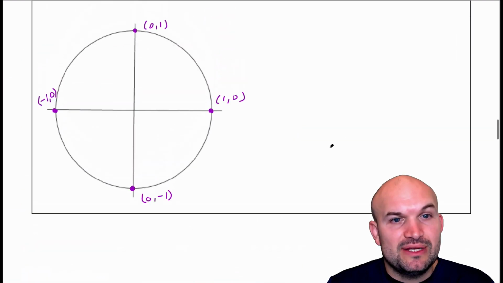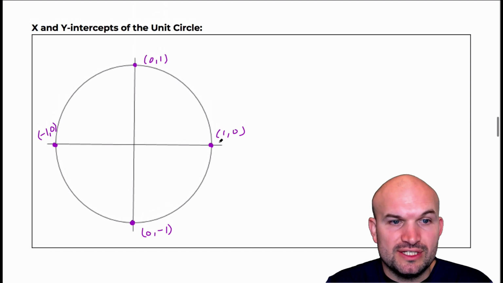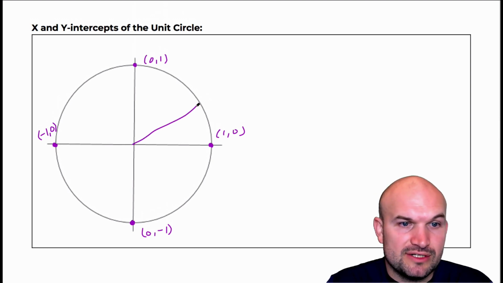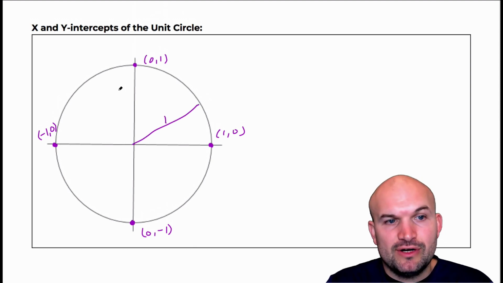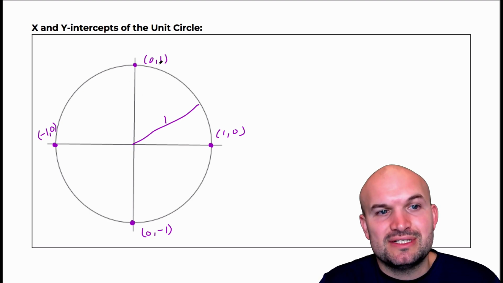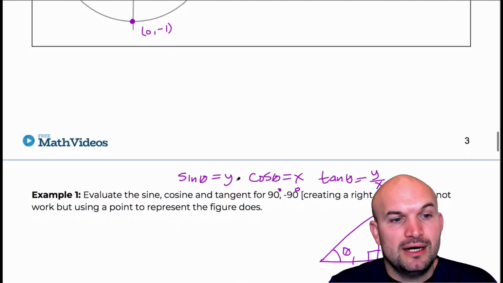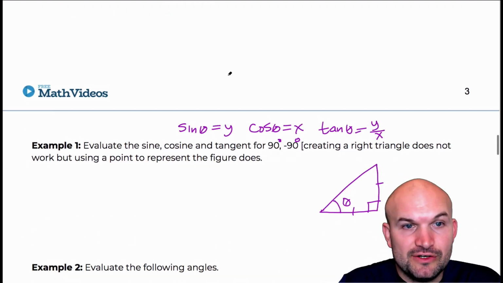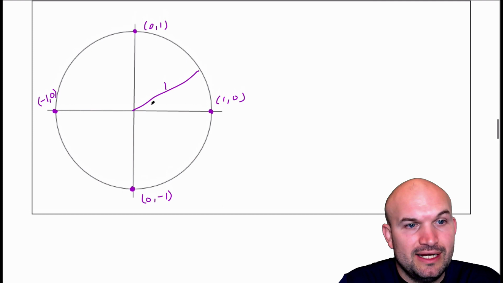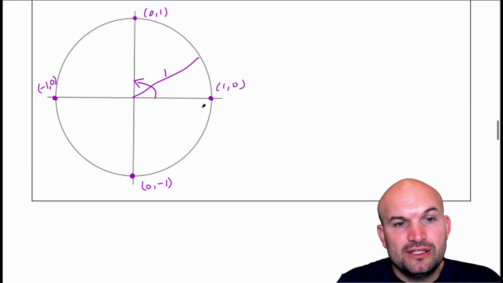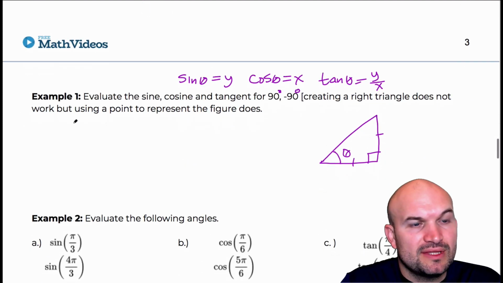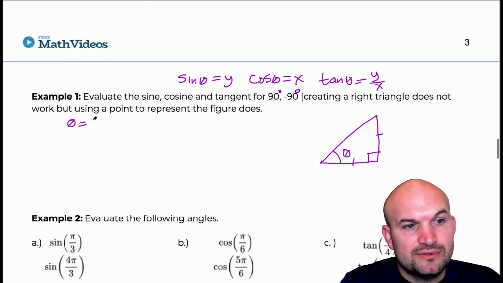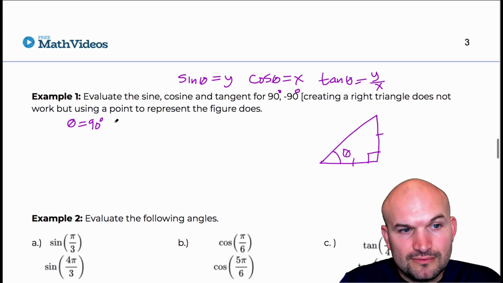And so again, we can look here and see the circle with all these intercepts, right? Because remember, this all has a radius of 1. But we can't create a triangle at these points here. So therefore, we're just going to use the representation of the x and the y coordinate. For 90 degrees, which is right here, we're dealing with the coordinate point x, y. So for theta equal to 90 degrees, we have the coordinate point 0, 1.